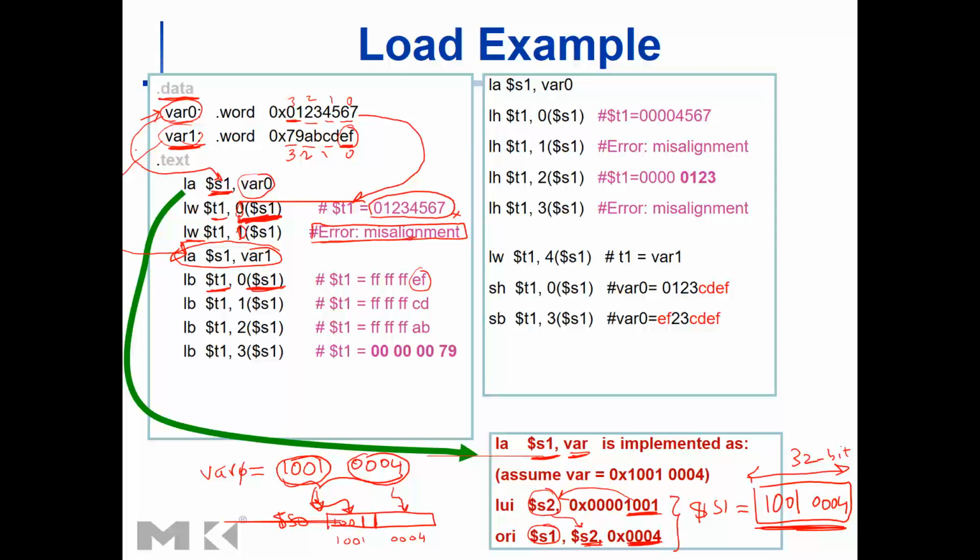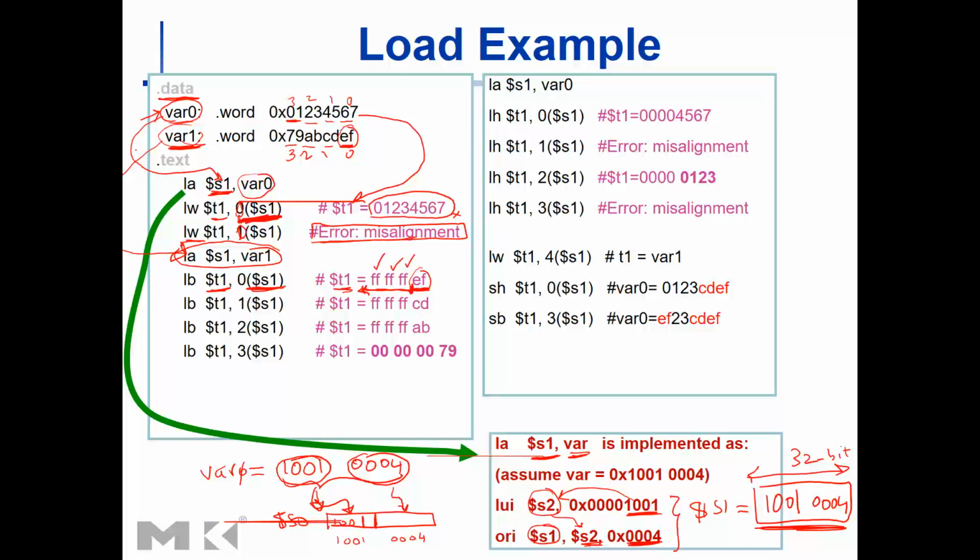Into T1. But remember that EF is a byte and T1 is a register. The register has 4 bytes. The question: when I load a byte into a register, what happens to the other 3 bytes? We sign extend the byte through the register, meaning I will look at the most significant bit in the byte, which is in this case 1, and extend it all the way in this word. So T1 will have a value FFFFFFEF because I sign extend.